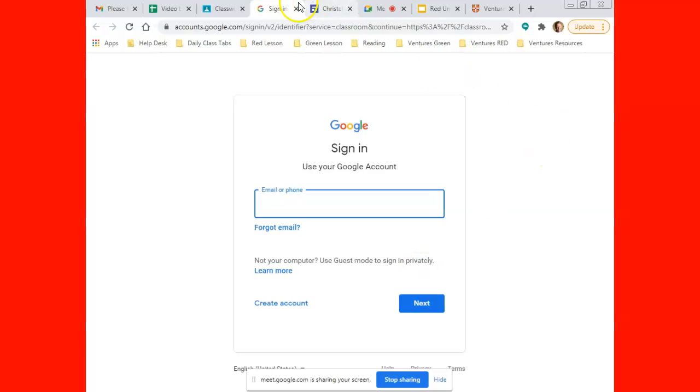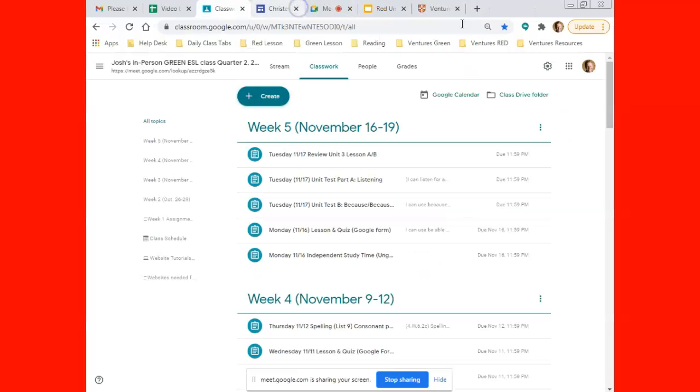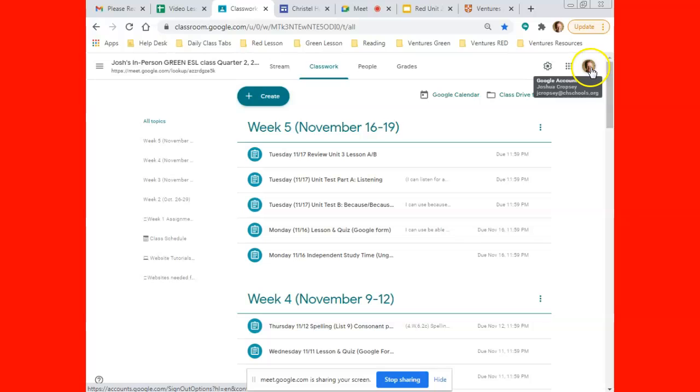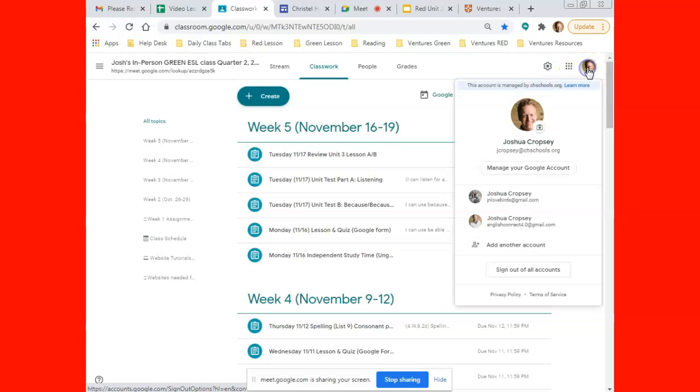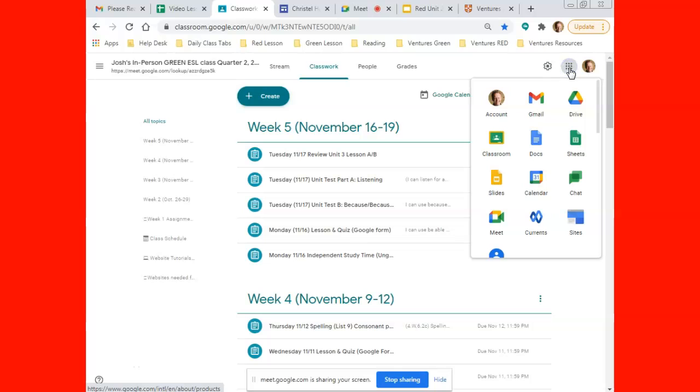Once you're in, you should then see your email address pop up here, okay? This should be your school email address. Once you're in there, you're in the right place, okay? Then you can get here by just going to Gmail on your phone or your computer or Google Chrome. Then you come in here and just go to Classroom, okay?